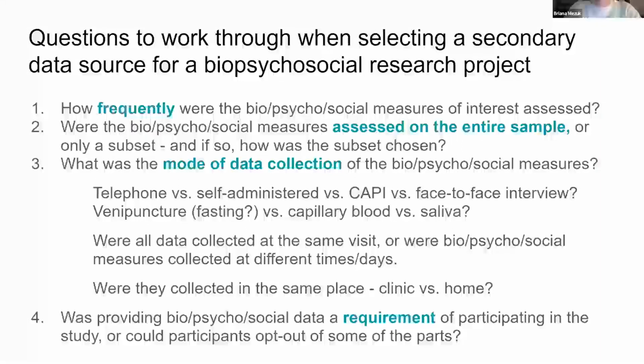I say biomarker, even though it could be psychosocial measures, because the biomarkers tend to be so much more labor intensive and expensive to collect. This is where studies tend to have a higher threshold or select potentially samples to be assessed. The third is, what was the mode of data collection of the biopsychosocial measure?